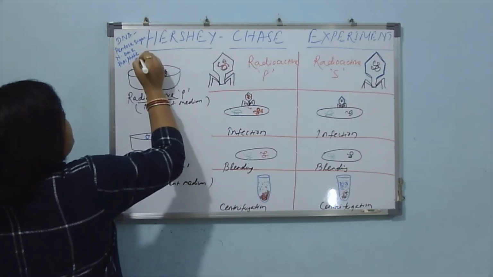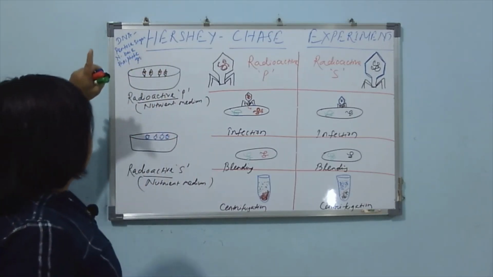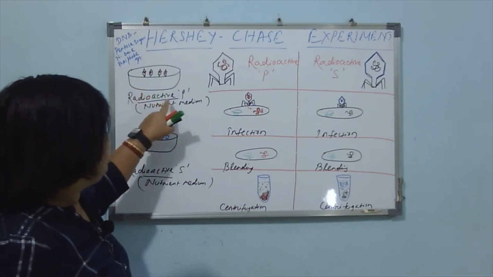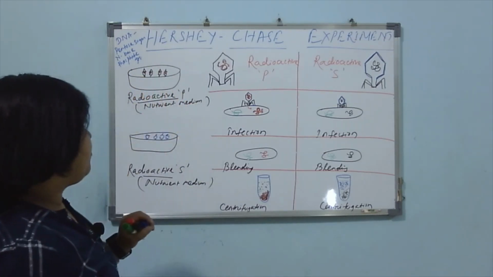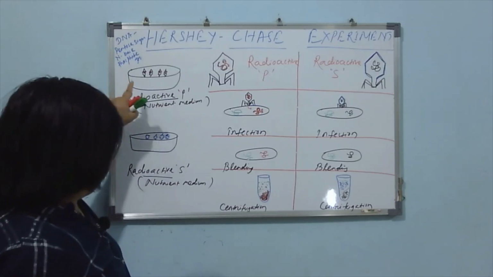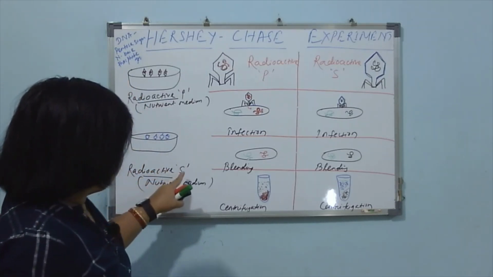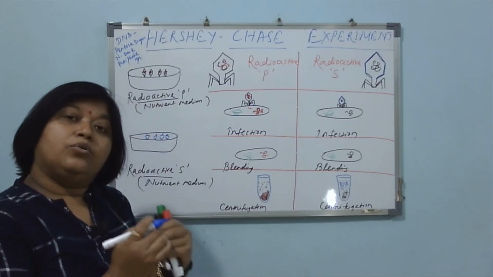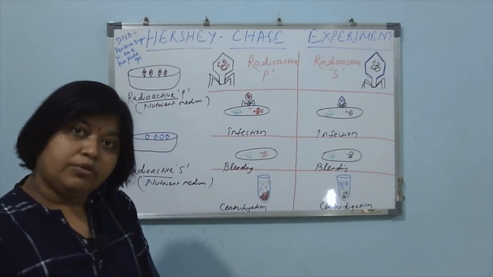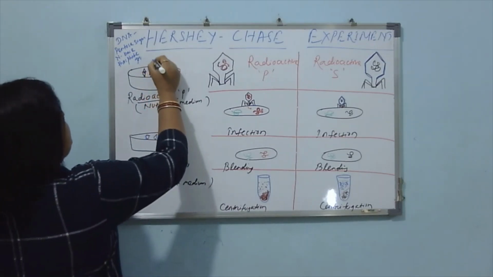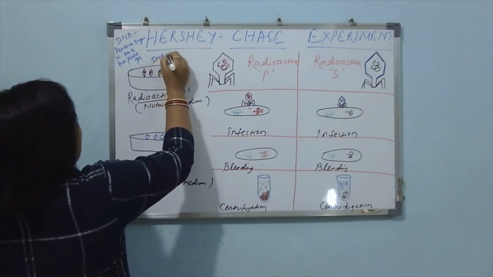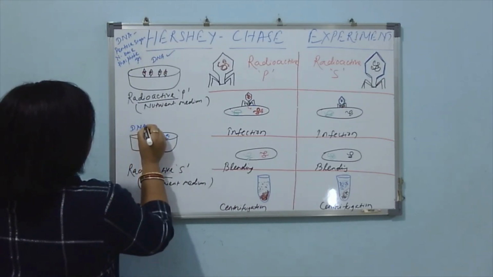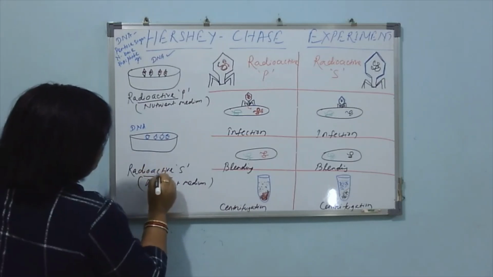Due to the presence of this phosphate group, the DNA present in these bacteriophages absorbs the radioactive phosphorus, but it doesn't absorb the radioactive sulfur, because DNA does not contain sulfur. So in this case DNA absorbs, but in this case DNA didn't absorb the radioactive sulfur.